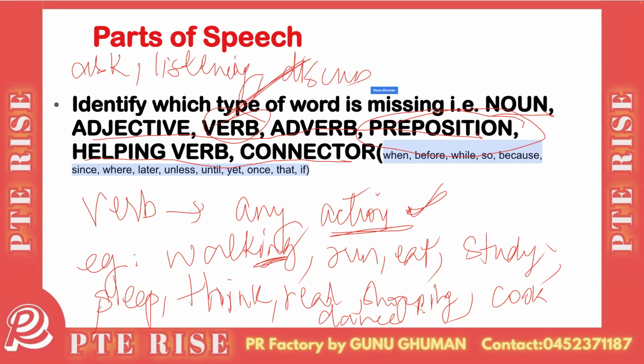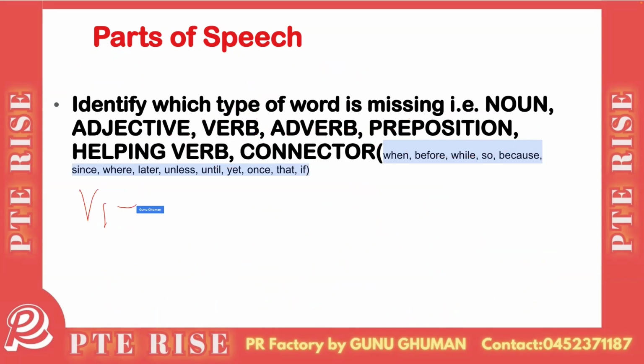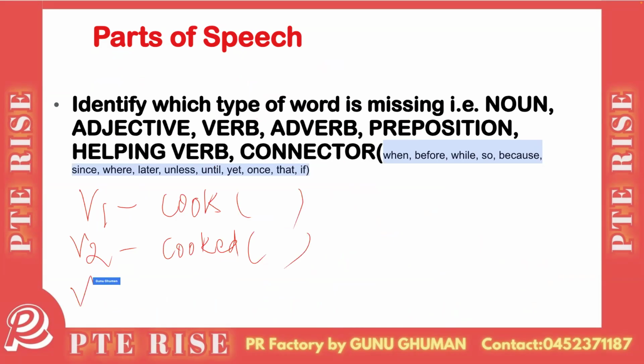So these are called actions. They are verbs. Now verbs are of different types. There are four types of verbs: run, eat, study, studied. First form of verb, like cook. Second form of verb, cooked. Where do we use this? Of course, tense.